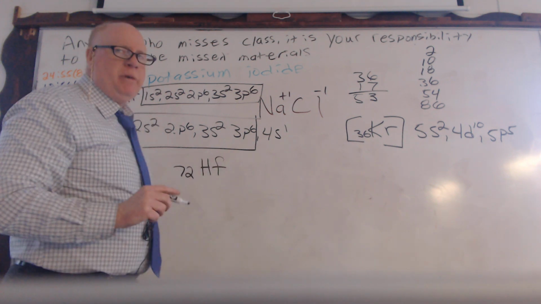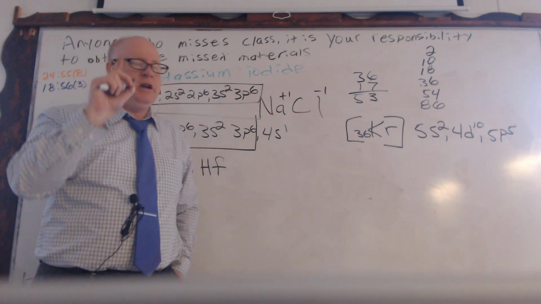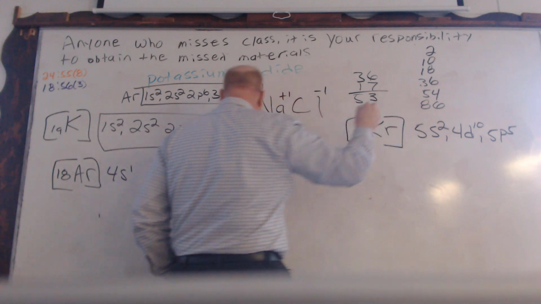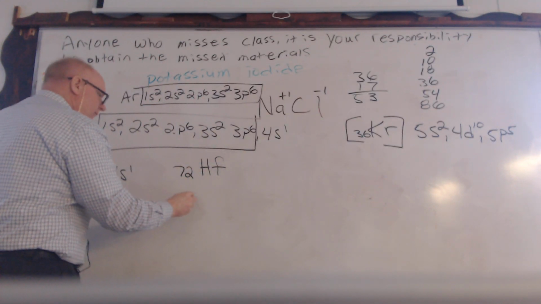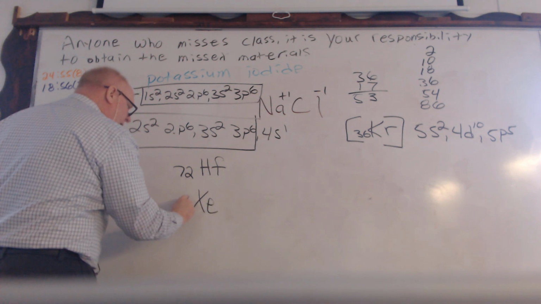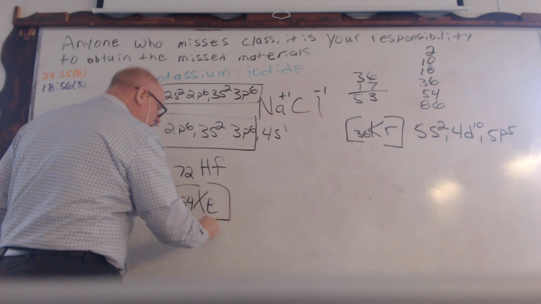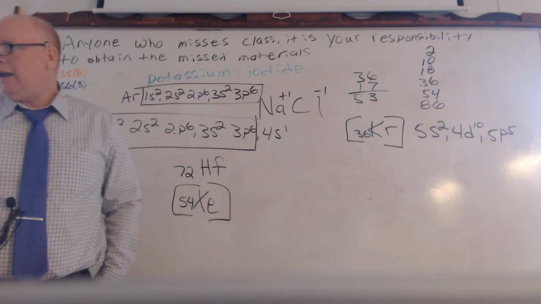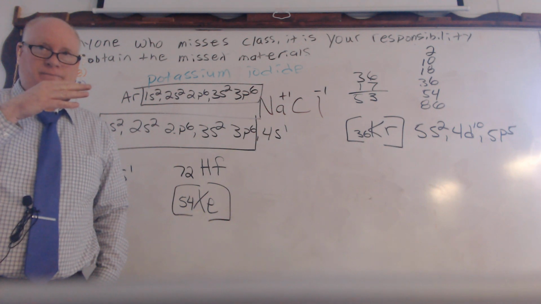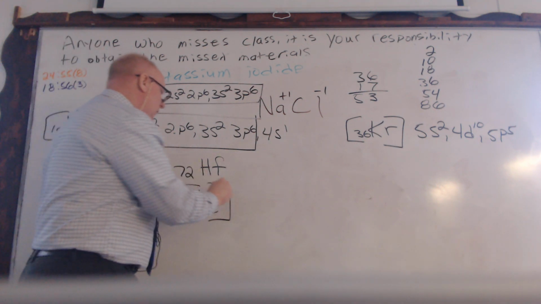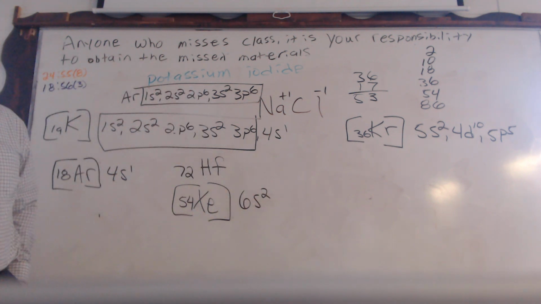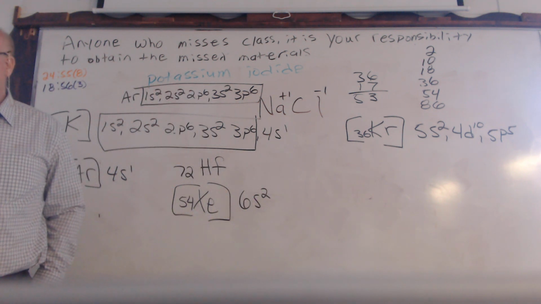So remember, you can't go up in numbers. We can't go all the way up to radon, but we can go down to what? Element 54. So then what is the next thing that you do? 6S2. What comes after 6S2?